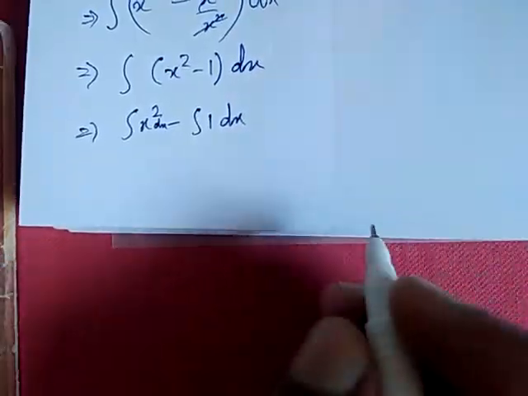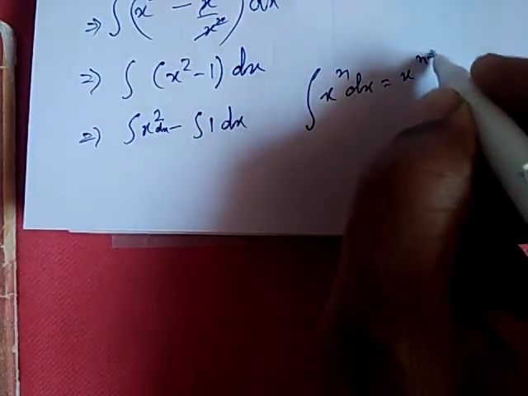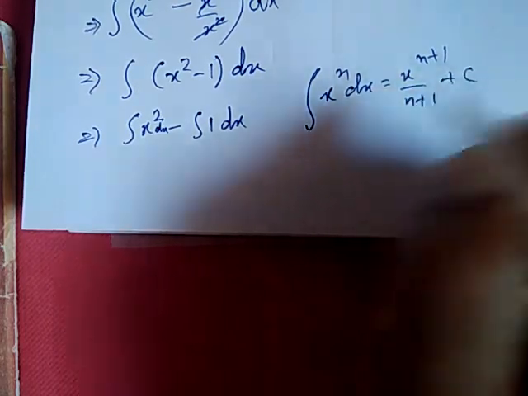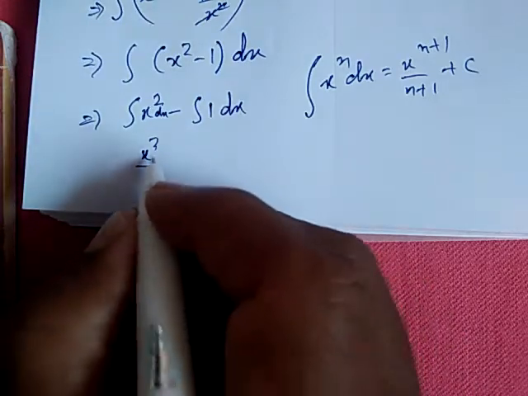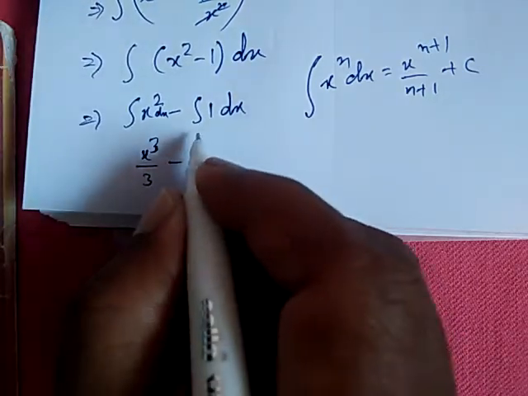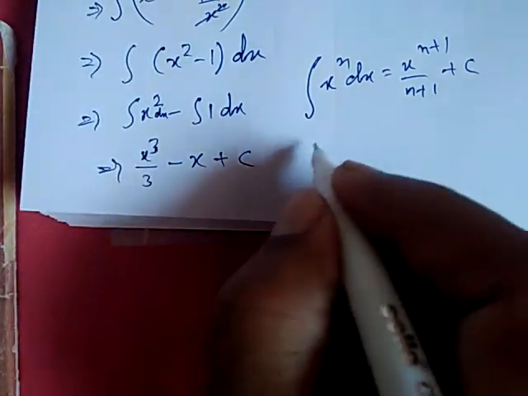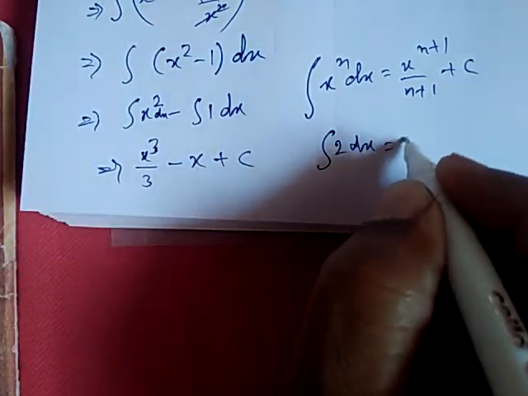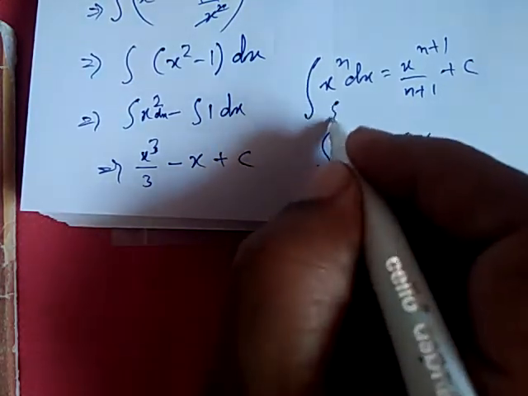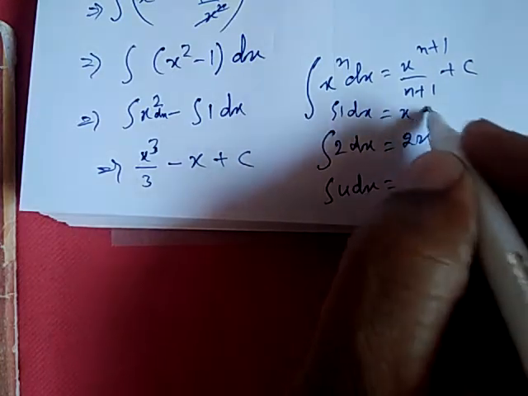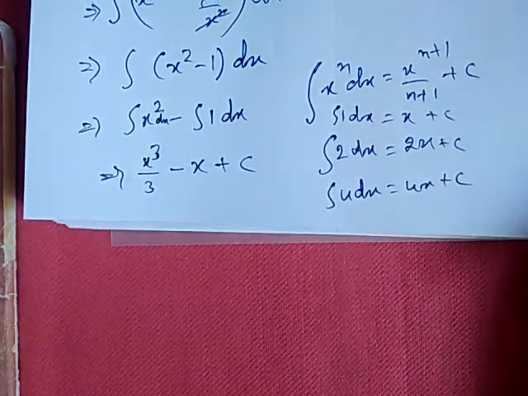What is the integration of x to the power of n dx? It is x to the power of n plus 1 divided by n plus 1 plus c. So use this formula: x cube divided by 3, minus integration of 1, you know already, it is x plus some integration constant. So this is the answer. So you can write integration of 2 dx as 2x, integration of 4 dx as 4x. Similarly integration of 1 dx can be written as x, plus c. The integration constant will be there. So like that you can remember.